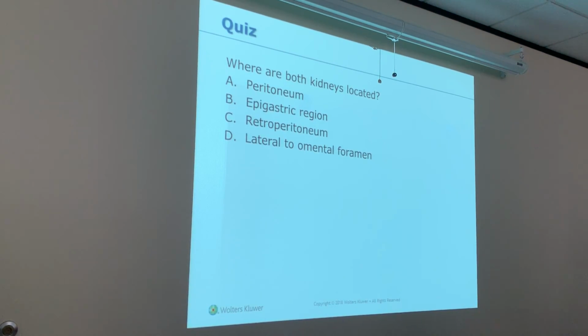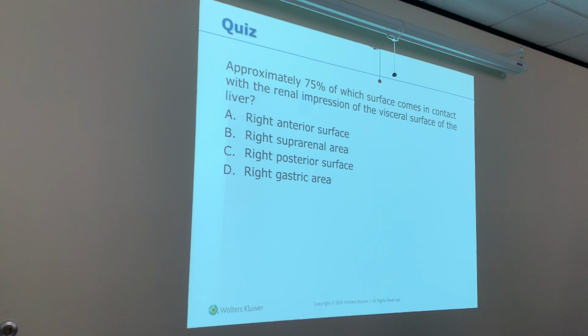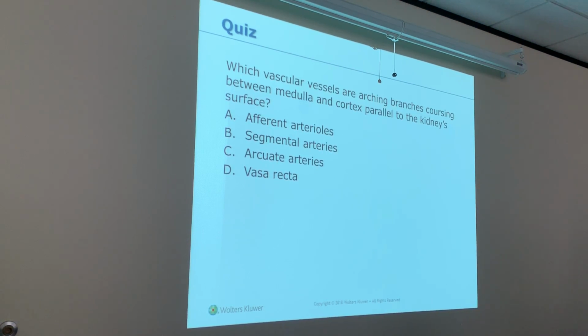So where are both kidneys located? Retroperitoneal. Approximately 75% of which surface comes in contact with a renal impression of the visceral surface of the liver? Right anterior. Which vascular vessels are arching branches coursing between the medulla and the cortex?